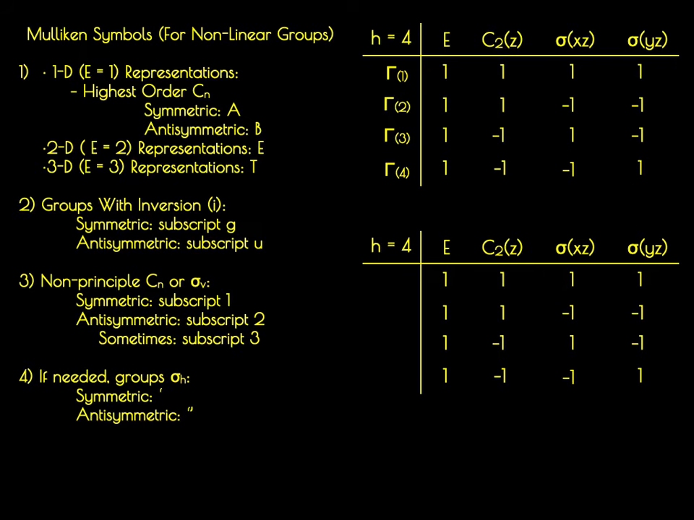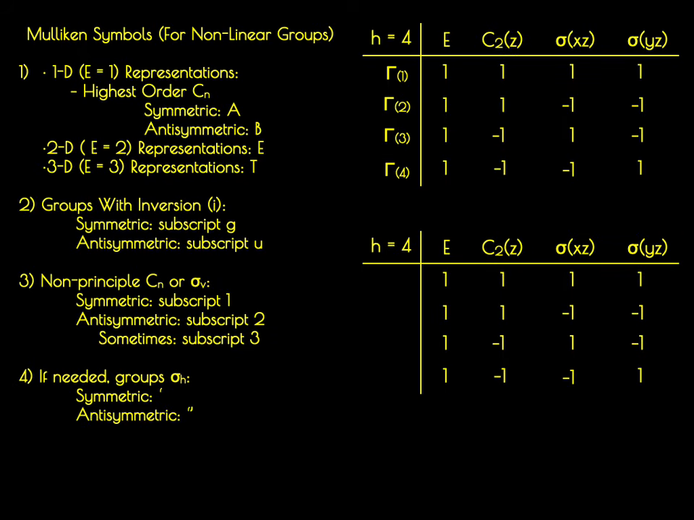When you're going through and assigning Mulliken symbols to irreducible representations, you only distinguish between them until you've distinguished between every single representation in a group. So once you can identify each representation with a unique Mulliken symbol, you stop. You don't list additional information concerning that particular Mulliken symbol. As I said, these are the rules that you use for nonlinear groups.